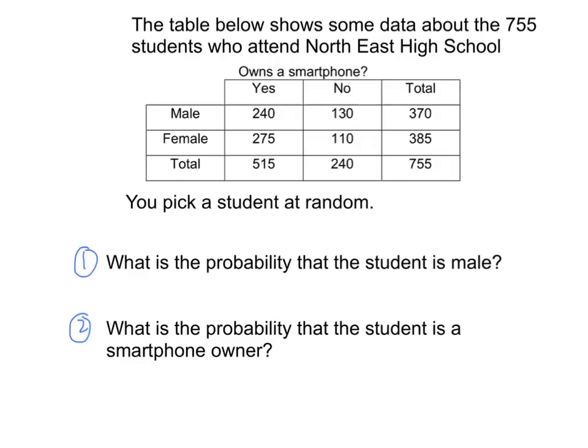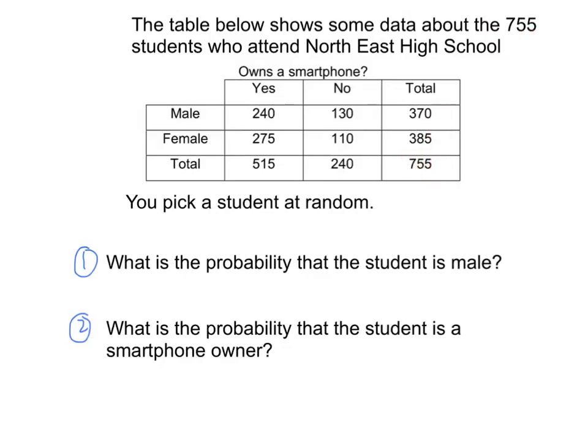All right, so you're going to be given a table of data. It says here, the table below shows some data about the 755 students who attend Northeast High School. So take a look a little bit here at this table. This table shows two pieces of information. It shows students that are either male or female, and it also shows data about whether these students own smartphones. If you look at the way this table is organized, we could see that there are 370 males, 385 females. We know the total is 755. That adds up to 755.